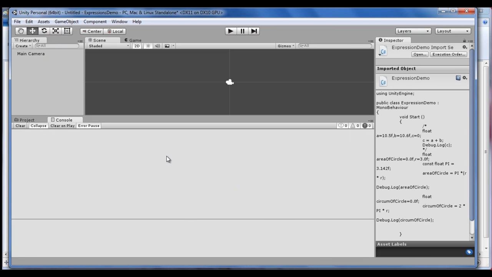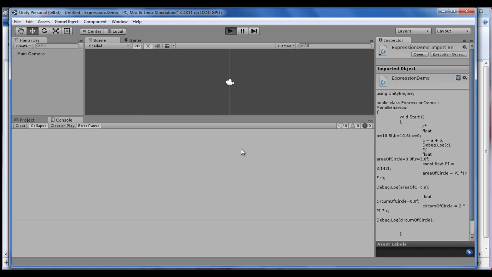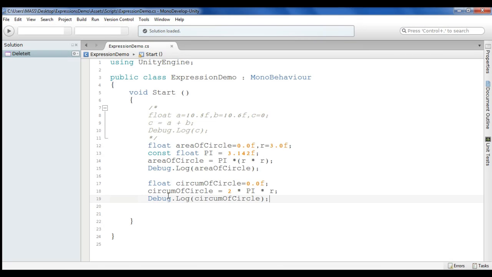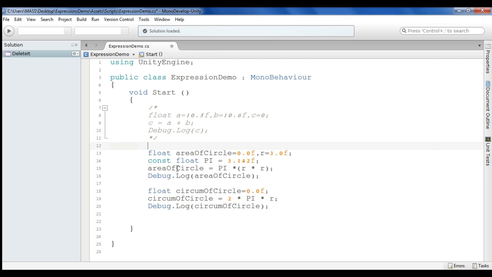Okay, I clear this and run the code. You can see that the result is 18.852. So we have converted this formula also, that is 2 pi r. Now, what else can we do with this? We can use some other ways to do the same operation.